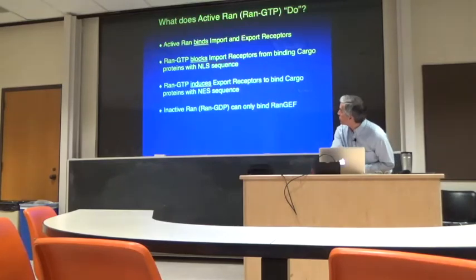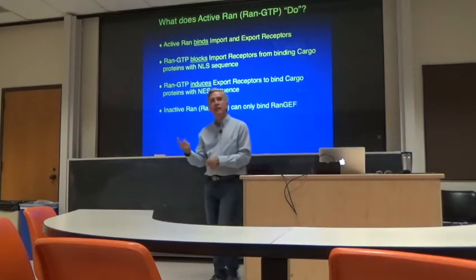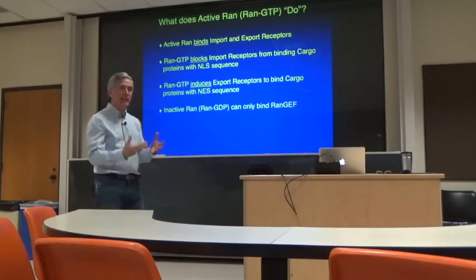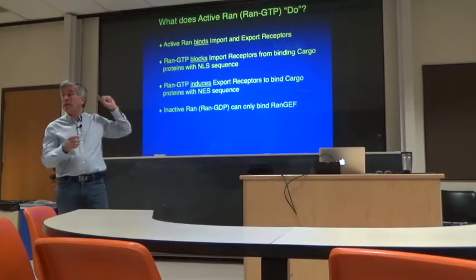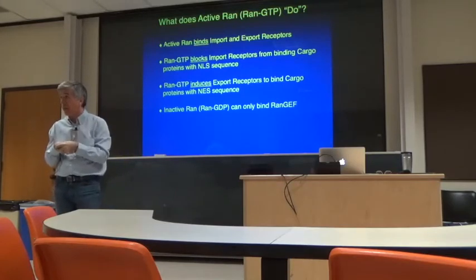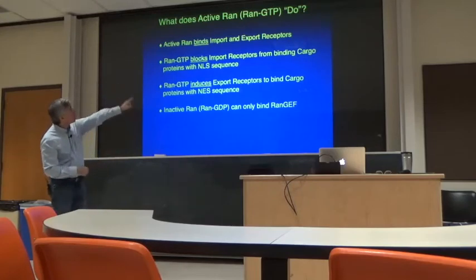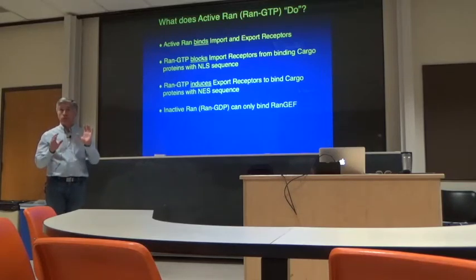All right, so what does active RAN actually do? Of course one of the things it does is bind GTP and then hydrolyze GTP. But besides that, once it has GTP bound on it, what can it do? It does these four things. It can bind import and export receptors. If it has GDP, it cannot bind to either of them.